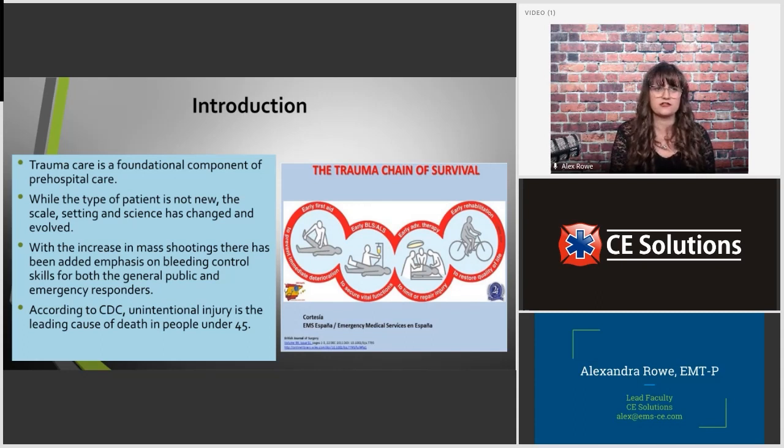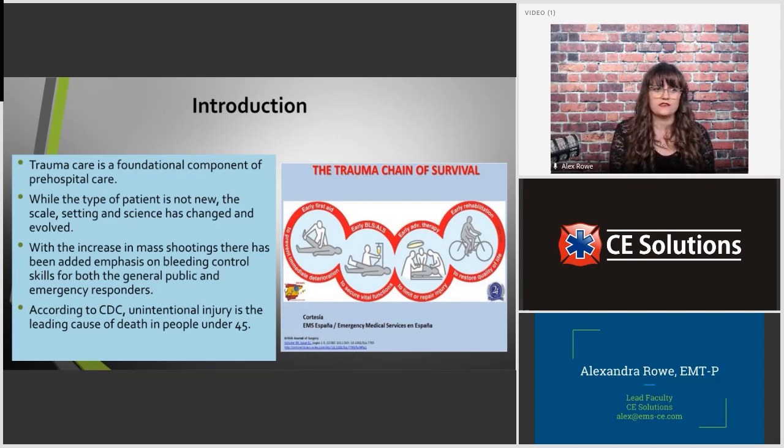So trauma care is a foundational component of pre-hospital care. For us to identify injuries and treat them appropriately so we can get them to the right hospital is crucial to the patient's outcome. These trauma scenarios are not new. I mean, trauma's been around since the dawn of time, right? What is new and ever changing is how we treat patients. It doesn't matter if it's trauma or medical. We are always finding new ways to improve patient care. One of those things is the use of tourniquets.